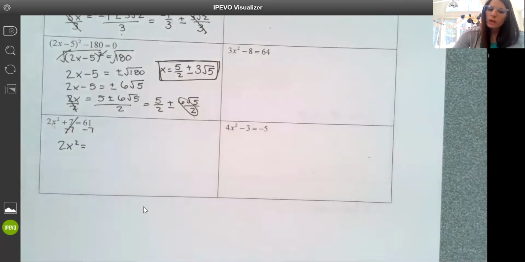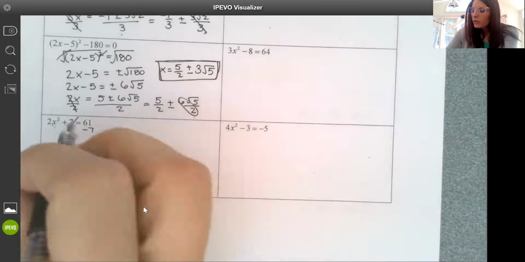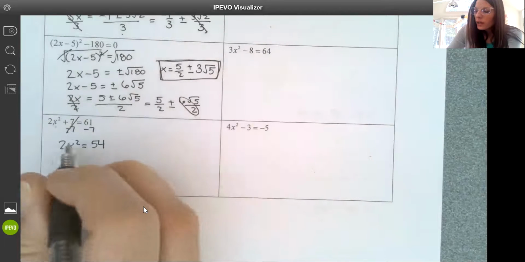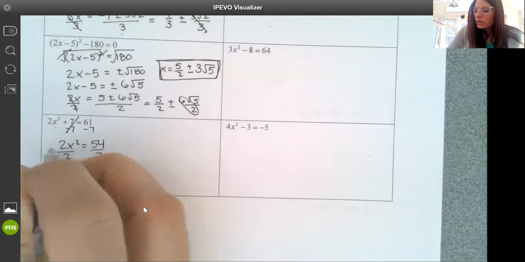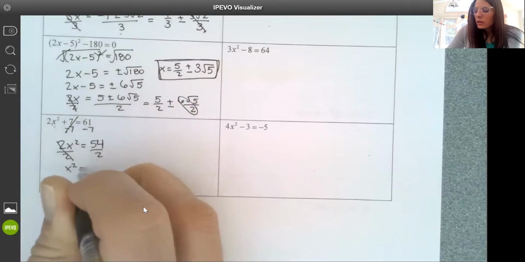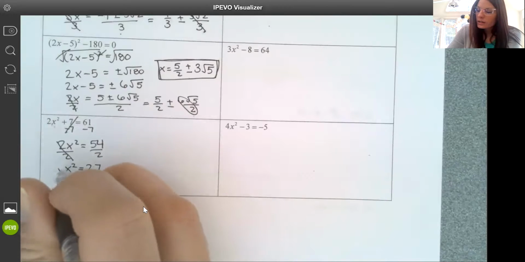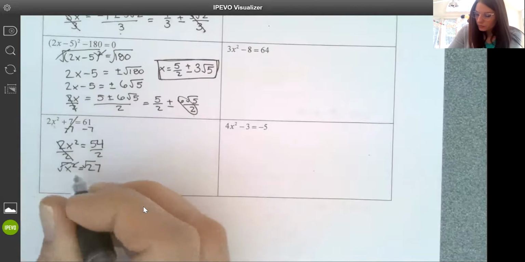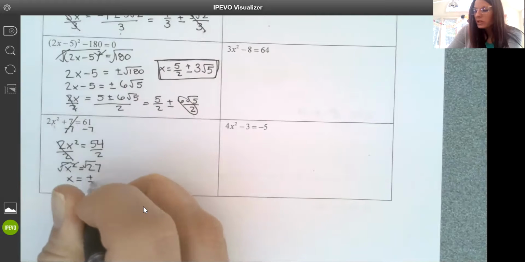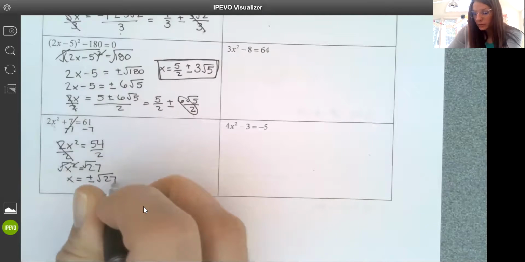So I have 61, subtract 7, giving me 54, and then divide that by 2, giving me 27. And now to get just x, I just need to take the square root of both sides, plus or minus the square root of 27.